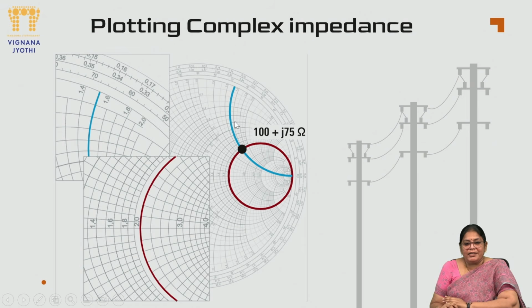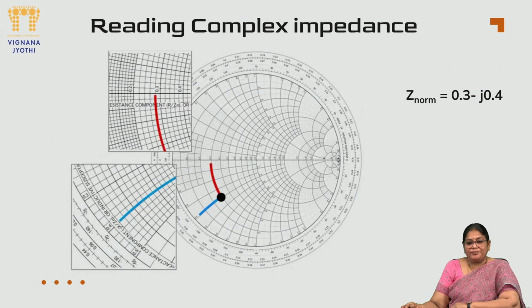So the curve, wherever it is intersecting the resistance circle at 2, that is where your 100 plus J75 ohms is going to be. So this is how easy we can plot the complex impedance in a Smith chart.